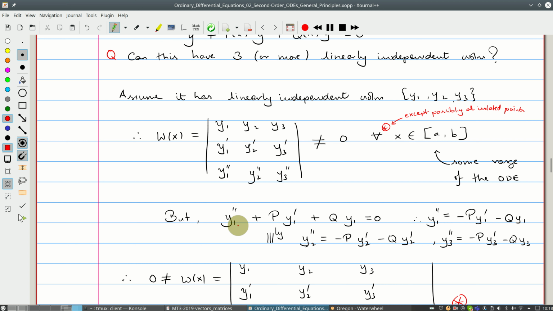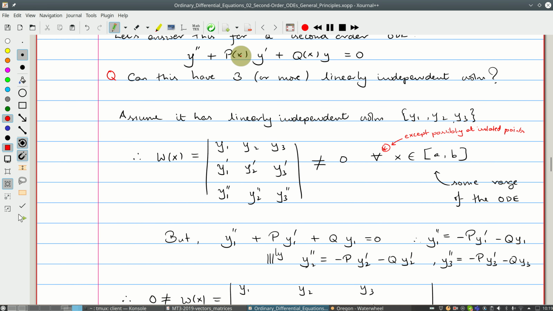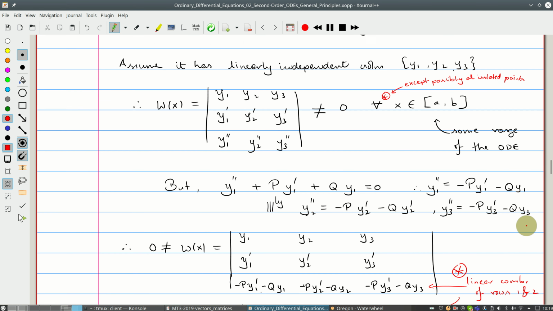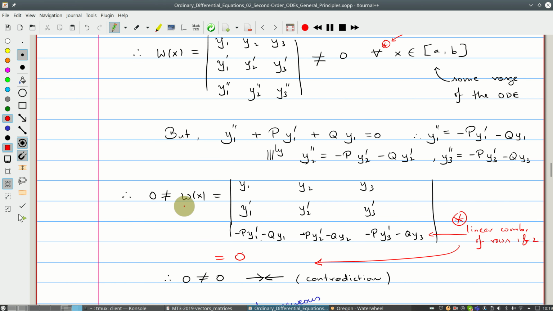Right, but now we know from the differential equation that there's a relation between the second derivative, the first derivative and the function. So if you put y1 in the differential equation, we get y1 double prime is equal to p times y1 prime plus q times y1, and that's equal to 0. Therefore, y1 double prime is equal to minus p y1 prime minus q y1. Similarly for y2, y2 double prime will be equal to this, and again for y3, y3 double prime will be equal to this.